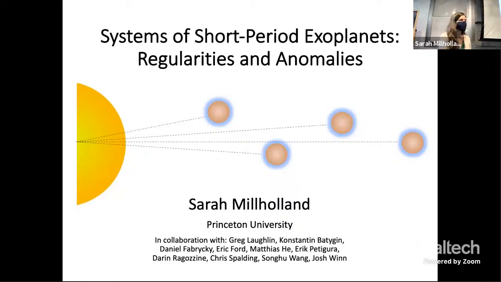Our colloquium speaker today is Sarah Millholland, joining us from Princeton University, where she was a Sagan Fellow. Before that, Sarah was at Yale during her thesis with Greg Laughlin. I believe the title was Data-Driven Dynamics of Planetary Systems. But I would argue, actually, that most of her thesis was driven by physics and ingenuity with data as a guideline, which means it's even more impressive.